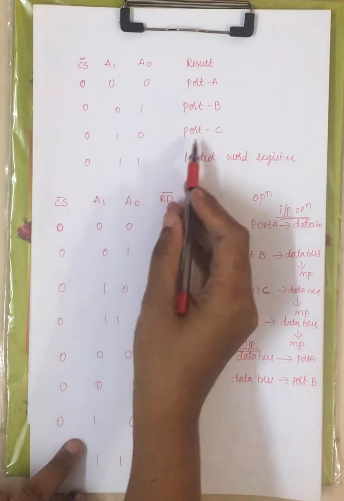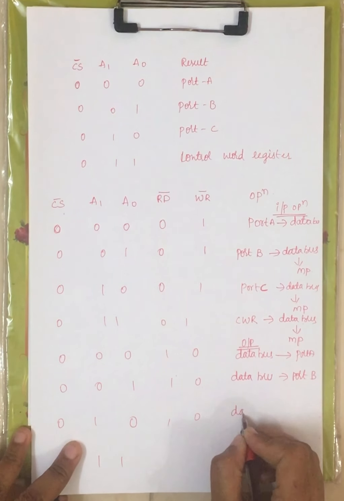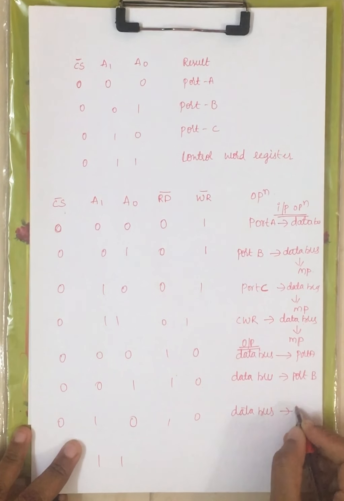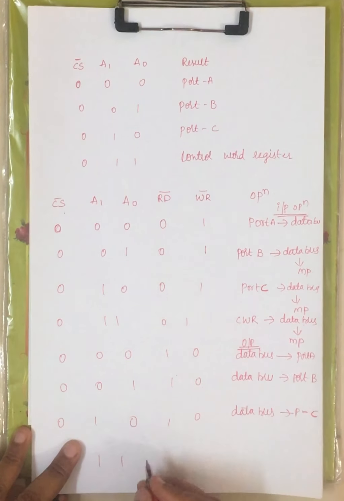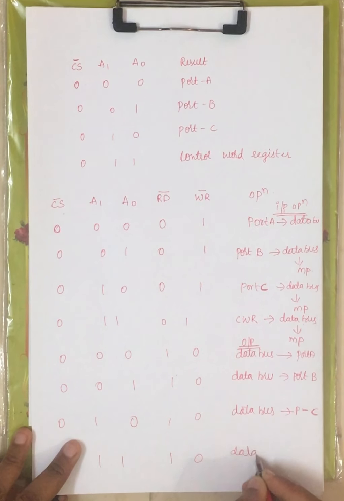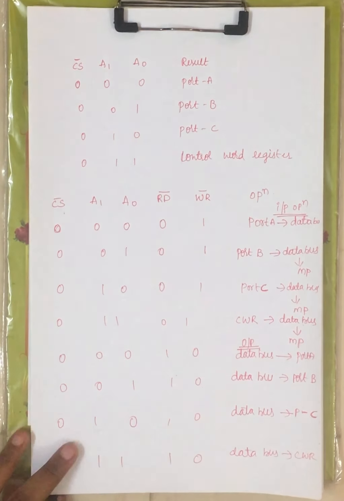Now for 0, 1, 0, which port is selected? Port C, right? Now the microprocessor is writing the data through the data bus to port C, right? Now for 0, 1, 1, through the data bus it is writing the data to the control word register, right?